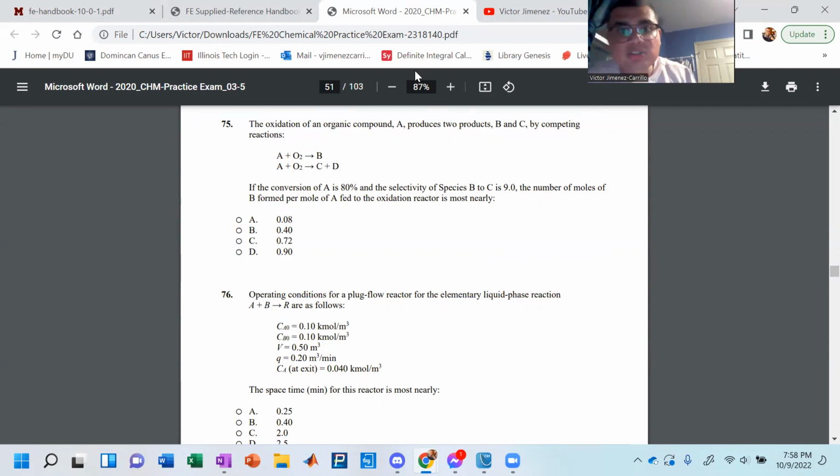If conversion of A is 80% and selectivity of B to C is 9, the number of moles of B formed per mole of A fed to the oxidation reactor is most nearly blank. So remember, selectivity is telling us that for every mole of B and every mole of C, it is a 9-to-1 ratio, which is 9. So if 1 mole of A is made, how many moles of B is made? Well, if 1 mole of A is made, then 1 mole of B is made.